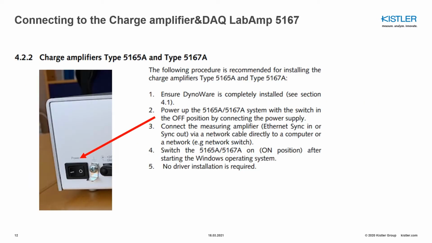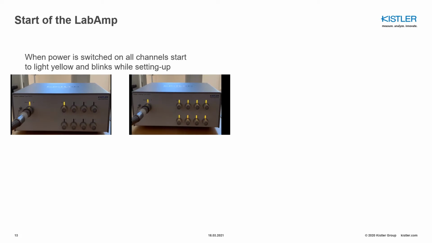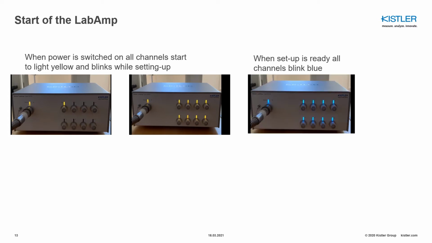If you look at our LabAmp here, when the Dynoware is completely installed, what we do is power up the cable while the LabAmp is switched off, connect it to the electricity, start the software and the computer, and then start the LabAmp afterwards. When we start the LabAmp, you will see the yellow lights blinking on all channels. When the setup is ready, all channels will blink blue. Then you know that it's time to make your setup, and you can make the measurement.